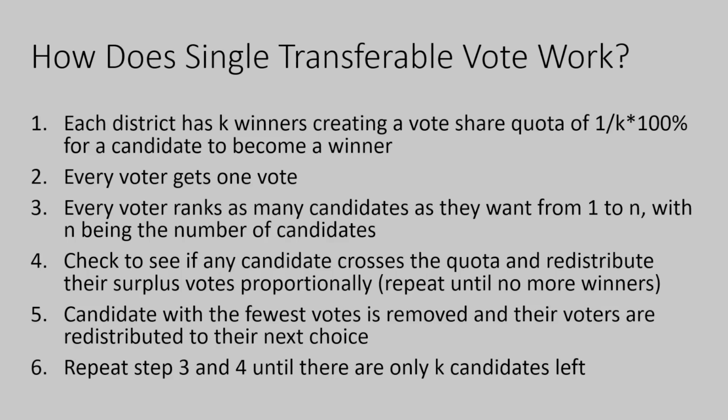Then after you've redistributed all surplus votes, if you still do not have K winners, you go to the next step, where the candidate with the fewest votes is removed, and their voters are redistributed to their next choice. And you just keep repeating. I have steps 3 and 4 here, but it's actually steps 4 and 5, my mistake. You keep repeating this until there's only K candidates left, and those automatically win, regardless of if the last candidates actually cross the threshold, because ballots can get exhausted.